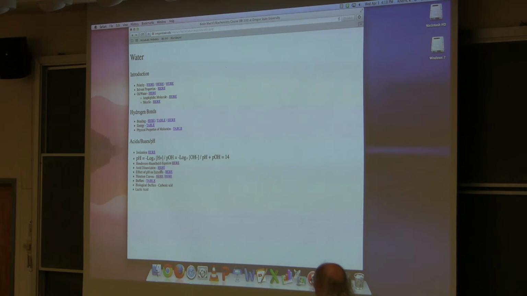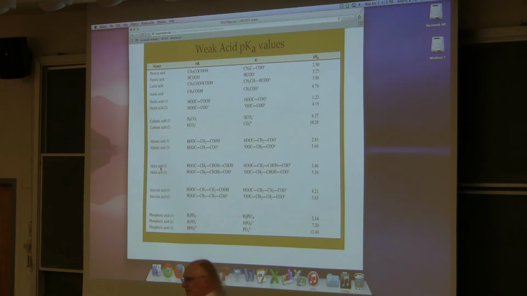Let's take a look at a bunch of acids. I showed you this the other day. Here's acetic acid. There's the acid, the HA. There's the salt, the A minus, and there's the pKa.